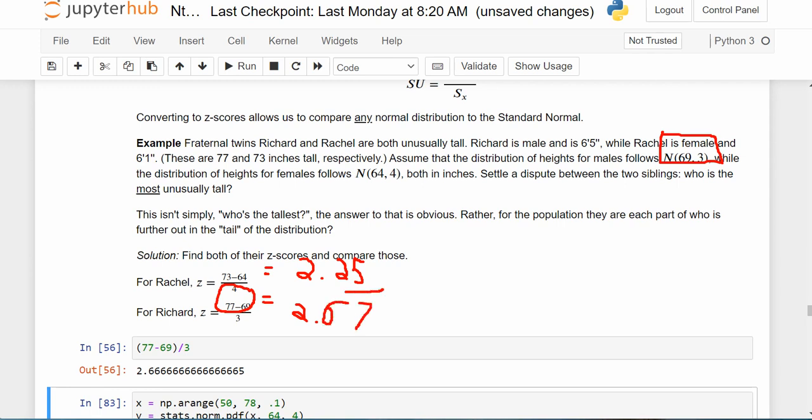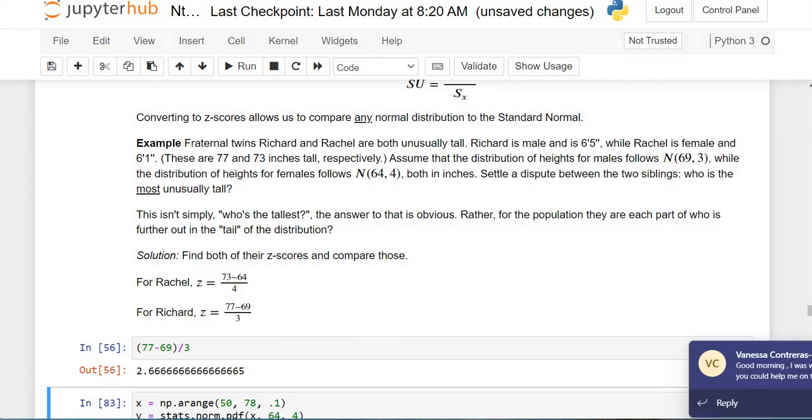And just notice that Richard's z-score is bigger. So he's further away in the bell curve of male heights. He's further away from the center of the male heights distribution than Rachel is from the female heights. Why? Because he had the larger z-score.